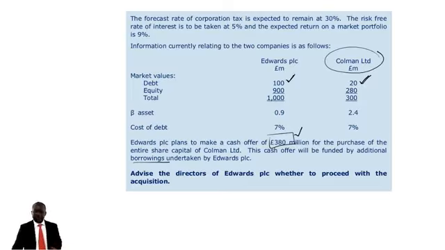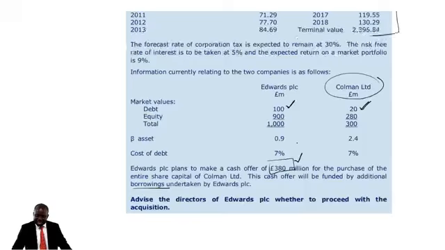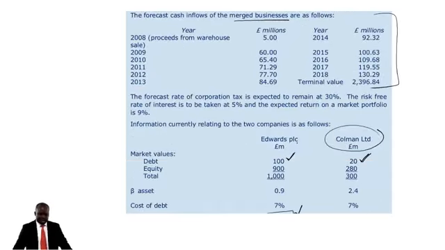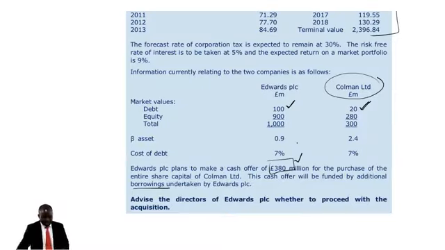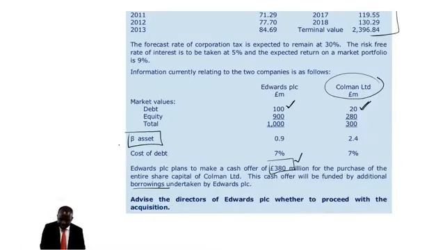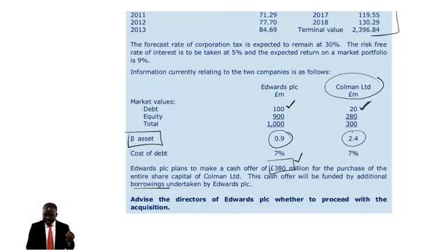Okay, now let's check business risk. How can we check the business risk? Question didn't give us the industries in which they operate, but we all said companies which are operating in the same industry should have the same business risk. And business risk is measured by what is called asset beta. So when I come to this question, they gave me asset beta here. The asset beta of Edwards is 0.9. The asset beta of Coleman is 2.4.